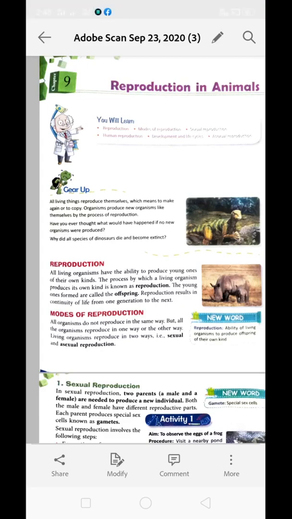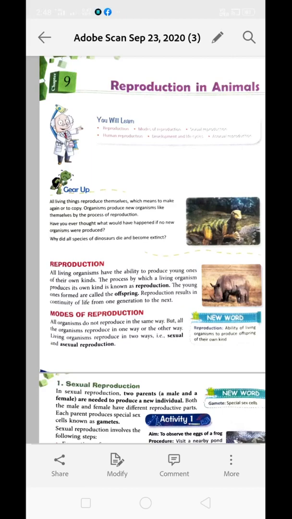Reproduction means to produce a young one of their own kind. All living organisms have this ability to produce young ones of their own kind, and this process is called reproduction. The young one which is formed from the parents is called offspring. They resemble their parents in their structure. Reproduction results in continuity of life on earth.